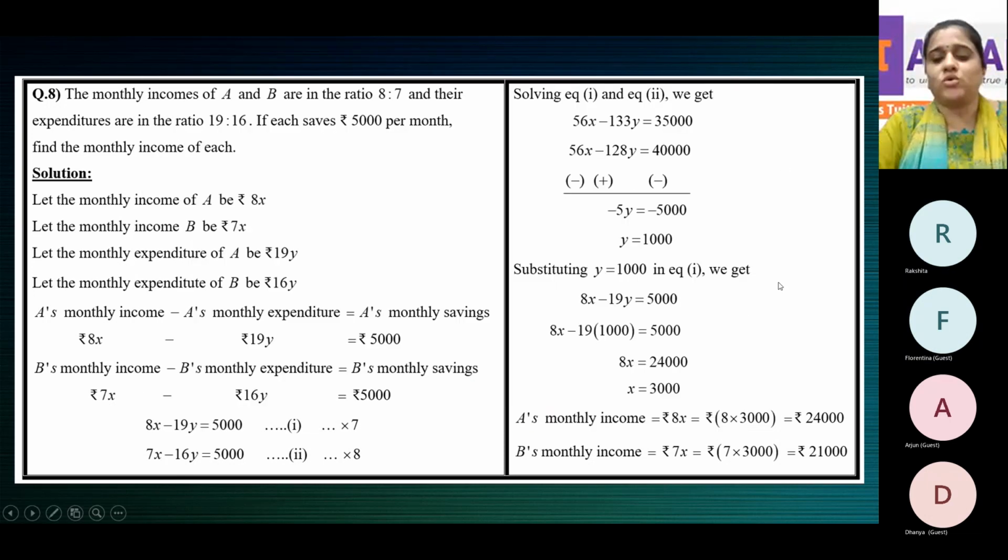Yes, ma'am. So here we have to find A's income and B's income. So after finding x, you should find 8x and 7x because A's income is 8x and B's income is 7x. You should not leave your answer with x and y. 24,000 and 21,000, correct? Online students? Yes, ma'am.